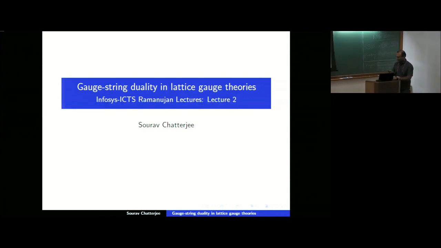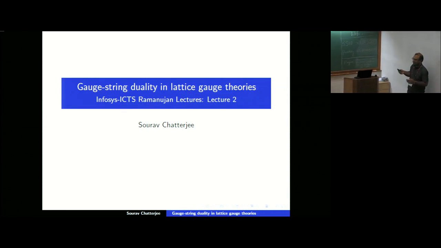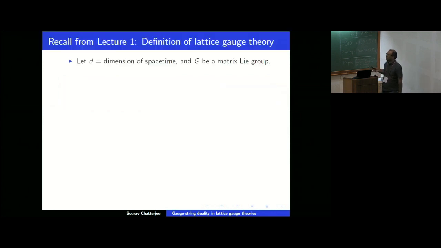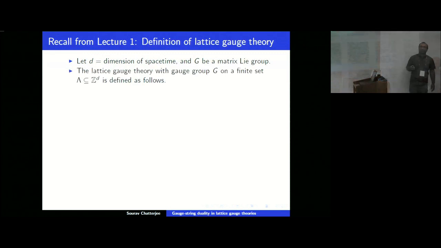So I'll assume that you are already motivated to know about lattice gauge theory, so I'll not tell you why they're important. But I'll remind you the definition in case you have forgotten. So here's a definition of lattice gauge theory in dimension D with gauge group G. So let's say D is a dimension and then G be a matrix Lie group.